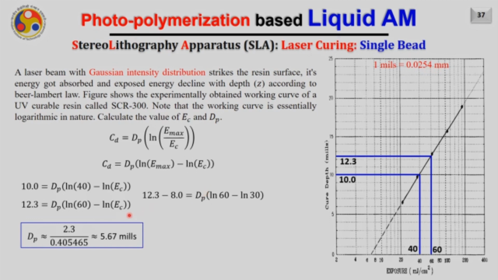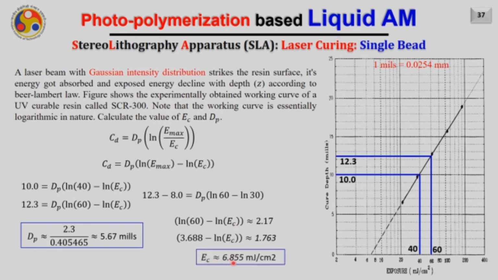Further, now utilizing any of these two equations, I can also find out the value of EC. To obtain the value of EC, I'll use, for example, this particular equation and I'll put the value of dP here. As a result, I can easily find out the value of EC, and that is going to be approximately equal to 6.855 millijoule per centimeter square. So this is how you can utilize the available working curves to find out the value of dP and dC for any given resin for the photopolymerization based liquid additive manufacturing system.